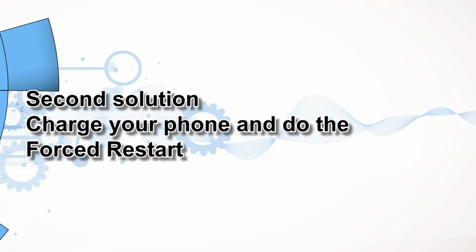Second solution, charge your phone and do the forced restart. It's possible that the phone's battery is completely drained, that's why it won't turn on. However, there are times when the firmware crashes just before the phone shuts down, if you allow it to run out of juice. So if the first solution fails, here's what you should do next.